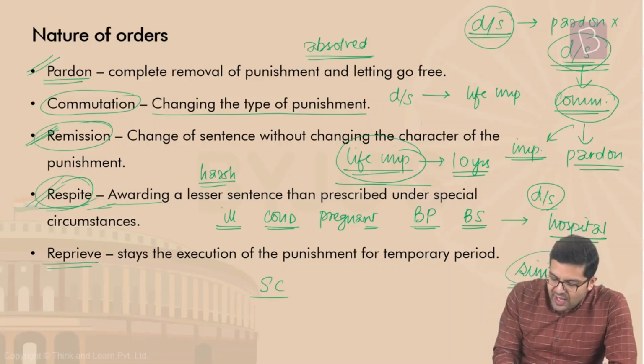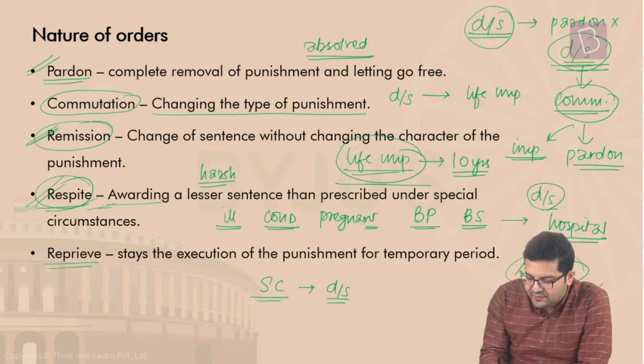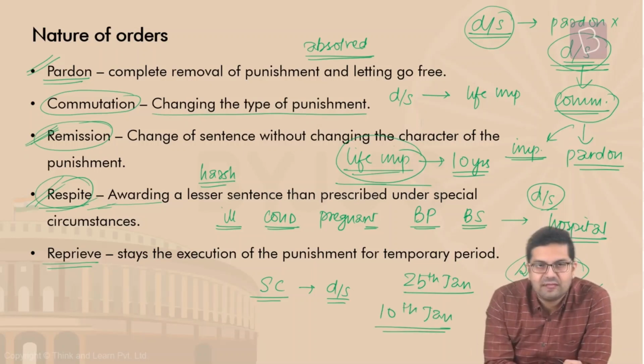Suppose the Supreme Court has given a death sentence to a particular prisoner and has scheduled that the execution of the sentence will take place, let's say, on 25th of January. Let's assume today is 10th of January. The punishment has been given. Now this person has an option: they can file a mercy petition with the president.